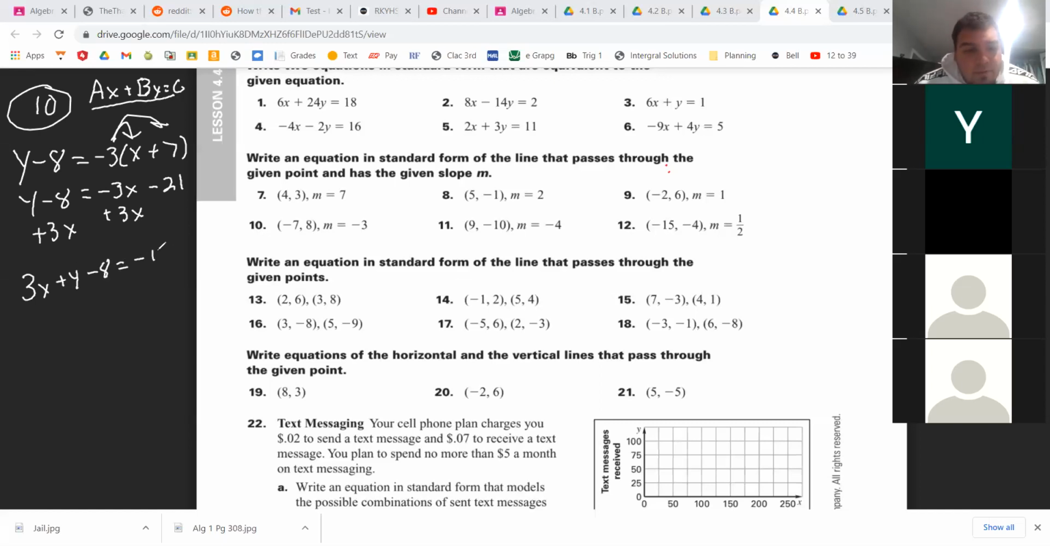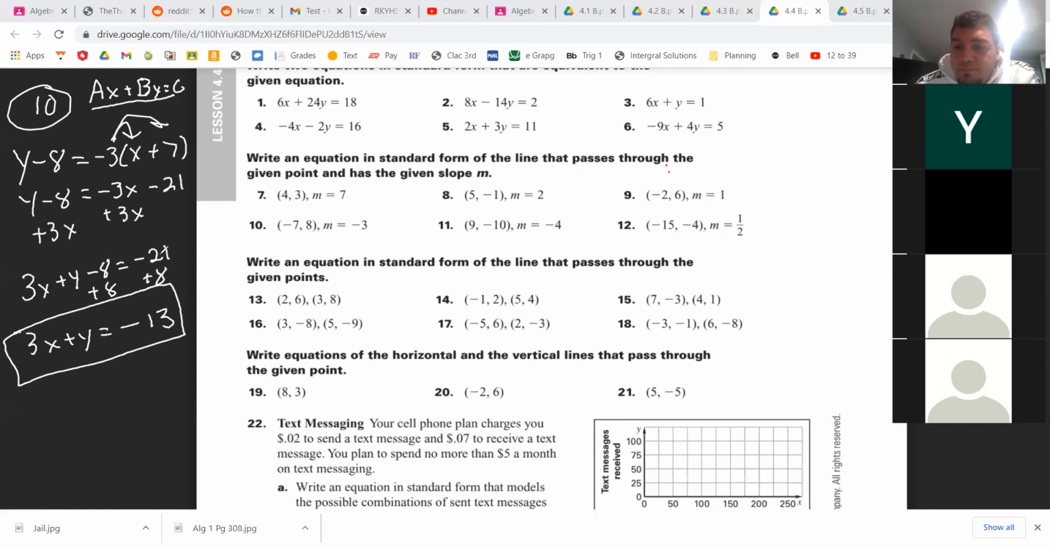Oh, that's a 21. Then I add 8, so 3x plus y equals negative 13. That's it, we're done. We're happy.